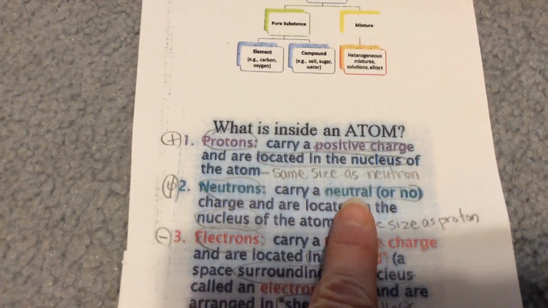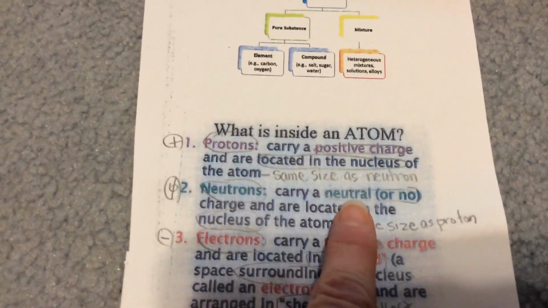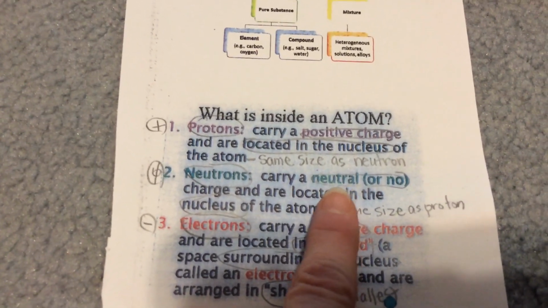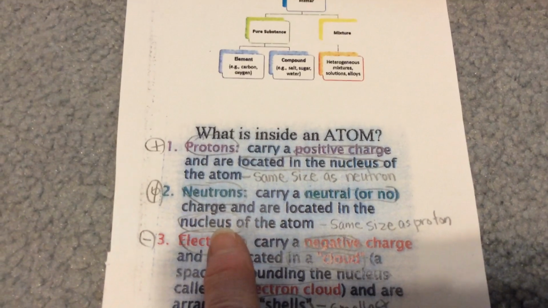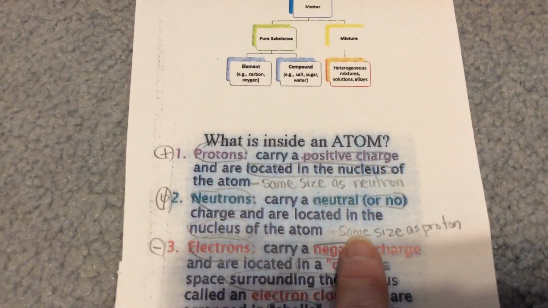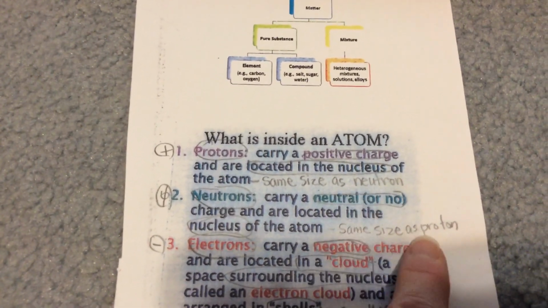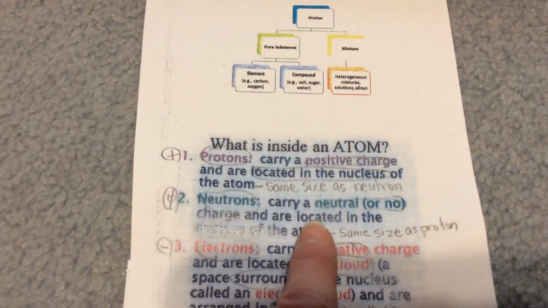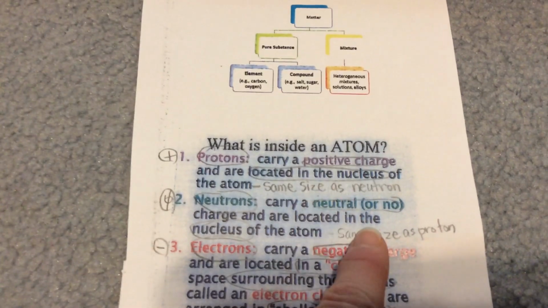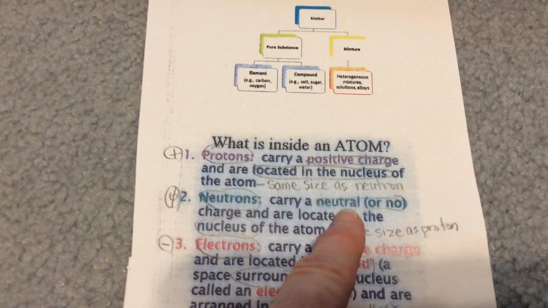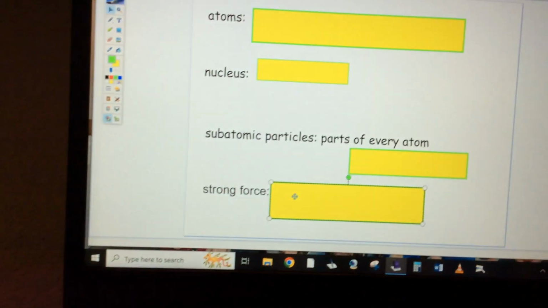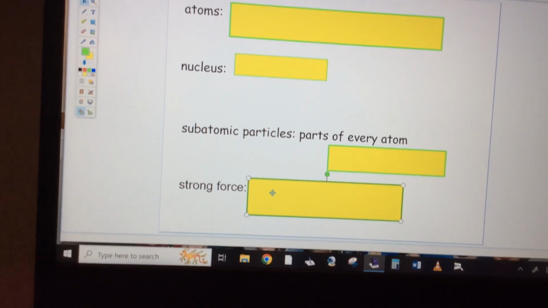If your car is in neutral, you're not going forward, you're not going backwards, there's no movement, just like the neutron is in neutral charge. It is also located in the nucleus, and it is the same size as the proton. So those two are very similar. They're in the same location, they are the same size, they just have different charges. Proton, neutron, they would be in the nucleus, that middle part.